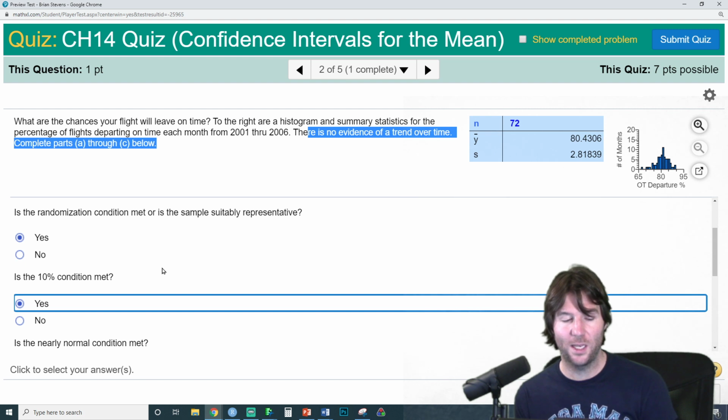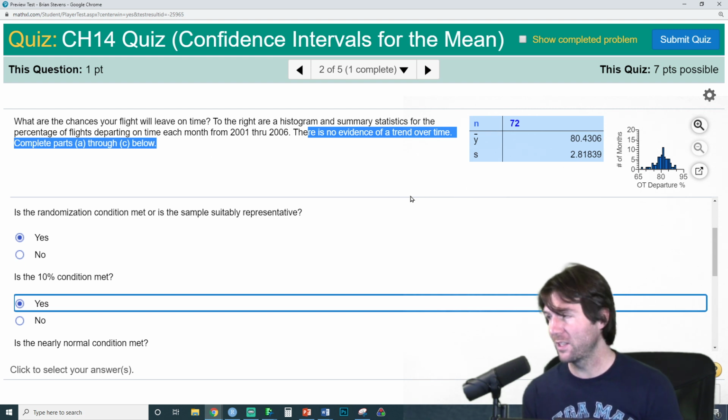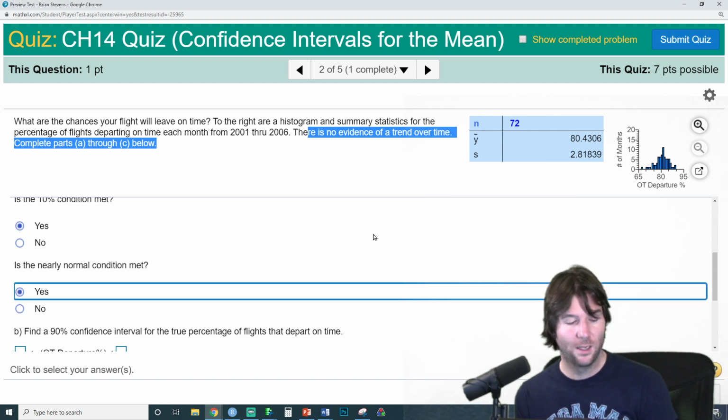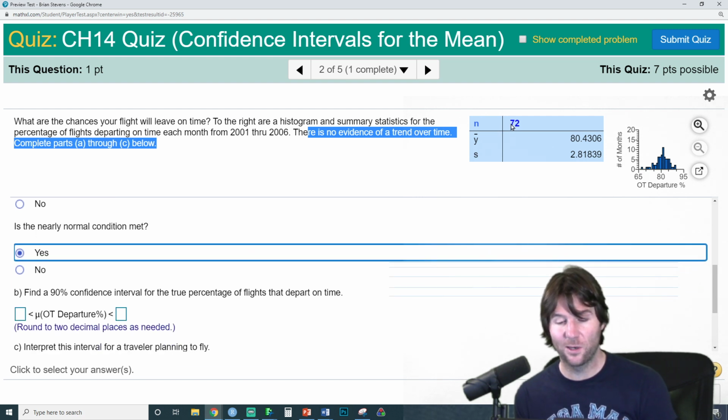Is the 10% condition met? Yes. 72 flights are less than 10% of all flights. That's what that condition is. Is the nearly normal condition met? Yes, because this is basically unimodal and symmetric. Yes, that is a little bit of an outlier, but it's pretty unimodal symmetric with few to no outliers. So really good. Sample size is large, so we could use large enough n because we see that it's pretty normal, and for a 72 sample size, we're good.